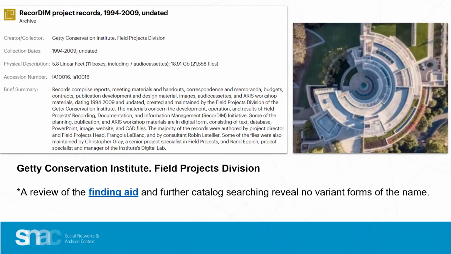So the Record DIM Project Records, 1994 to 2009, undated, is the finding aid that warrants the new corporate body name, the Getty Conservation Institute, Field Projects Division. You can see that's also the creator or collector of this collection here.